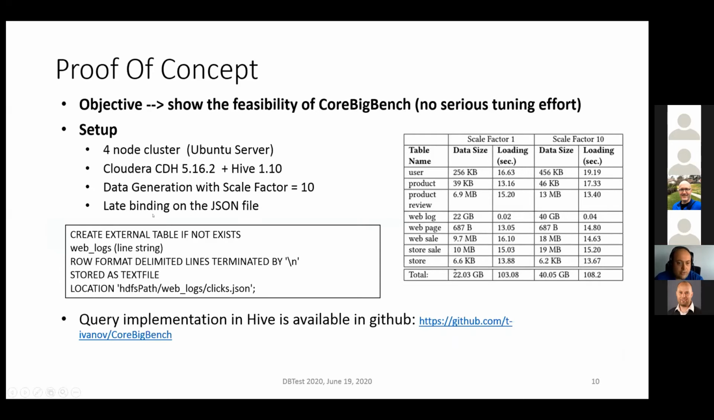And here you can see how the web logs were stored. They were stored in HDFS, and we applied late binding, which means that we directly access the data on the fly. This means the web log files were parsed on the fly when executing the query. They were defined here as an external table, and the JSON file was stored in HDFS. We'll see later how this was used in the queries. We did the Hive implementation, and all the query code is also available on GitHub.